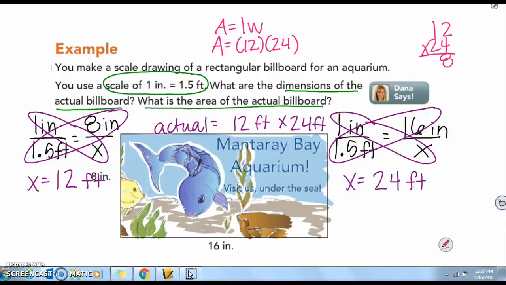2 times 4 is 8. 1 times 4 is 4. Drop 0 as a placeholder. 2 times 2 is 4. 1 times 2 is 2. We add. And our area would be 288 feet.